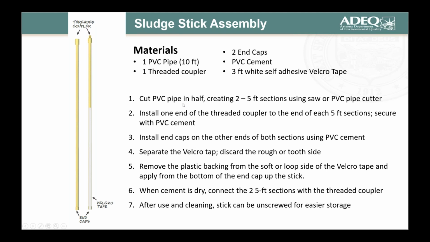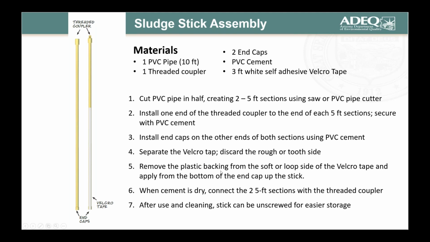So we're going to cut the PVC pipe in half. We're going to create 2 5-foot sections. Then we're going to install one end of the threaded coupler on the end of each 5-foot section of pipe, and we're going to secure them with PVC cement. Then we're going to install the caps on the other ends to make sure sludge and scum doesn't get into them.